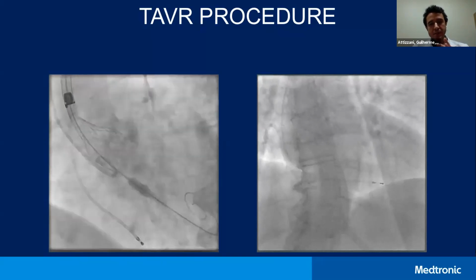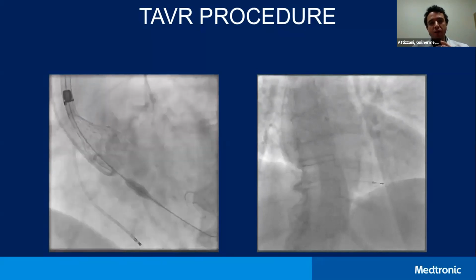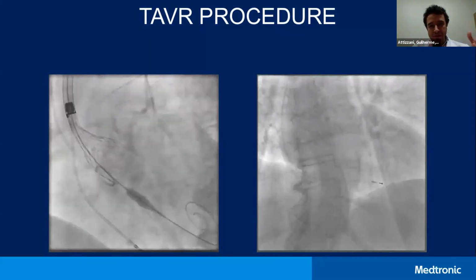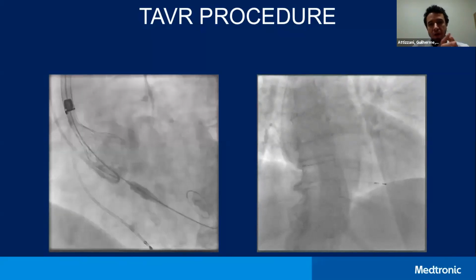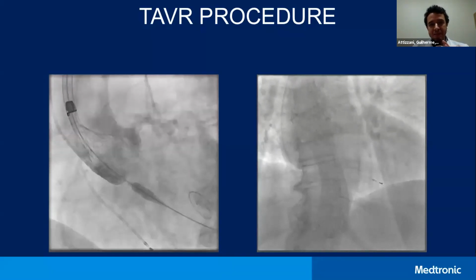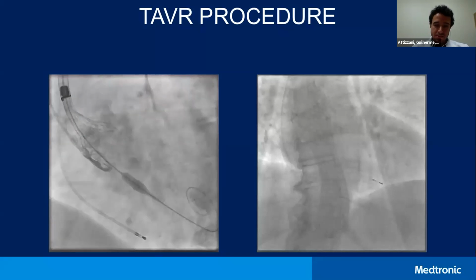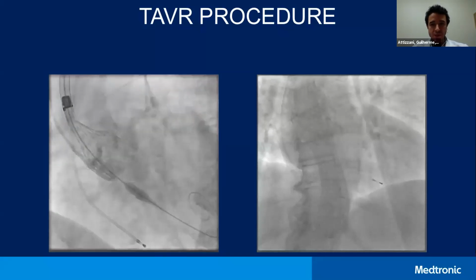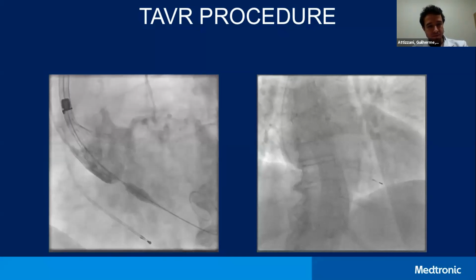This is important, and we're going to have a better understanding of the impact of these numbers, these EOAs and DVIs and mean gradients, down the road, but already we have some understanding that that might have a deleterious impact on patient outcomes down the road. So I appreciate your attention. Thanks, and I apologize for the technical difficulties that I've had here.